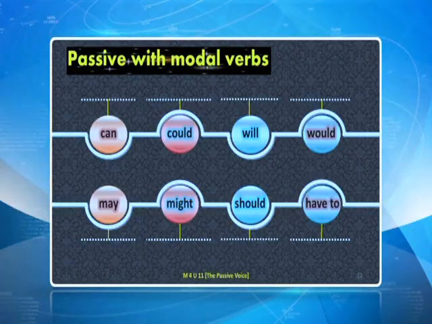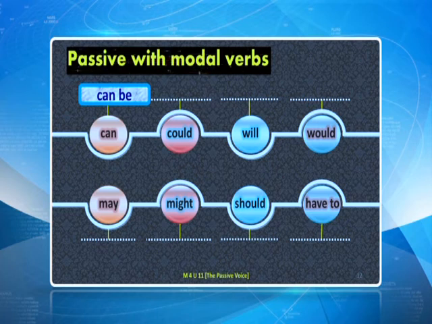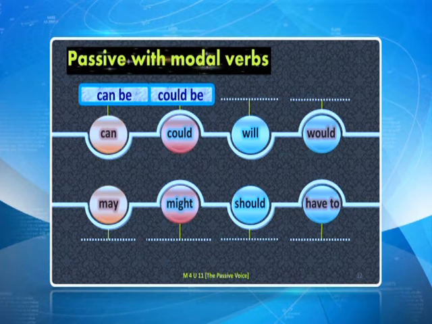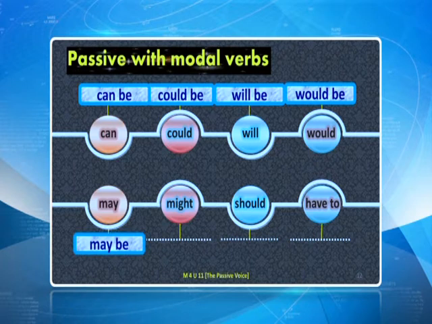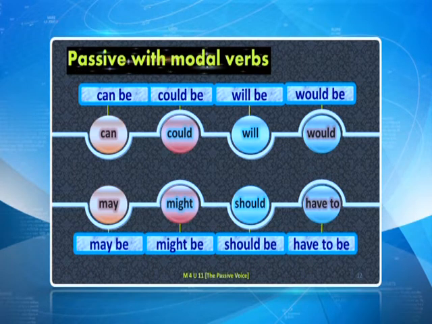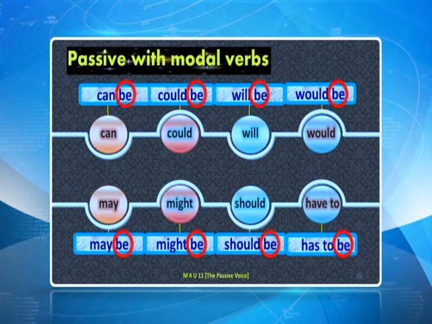Now let's move to passive with modal verbs. For example, if you have in an active sentence a modal like can, you will say can be plus the past participle of the verb. Could, of course, could be, will be, would be, and so on. Okay? The last one is have to, so you have to provide have to be, or has to be, or had to be. As you can see here, all the modals are followed by the infinitive of the verb to be, which is called the bare infinitive, without to.